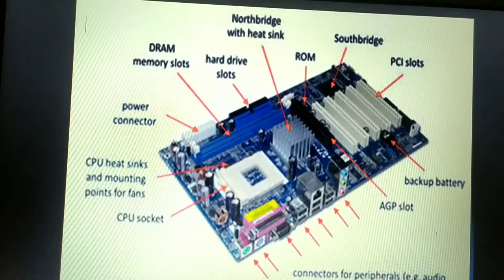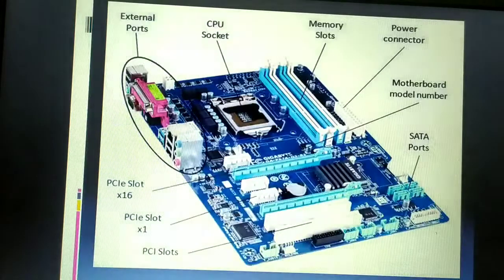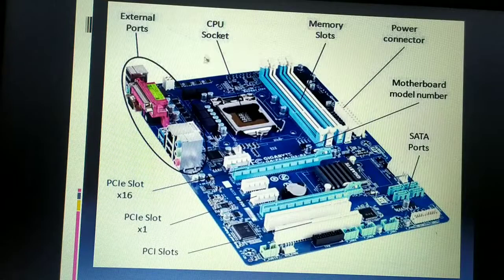Moving on to the next one, that is the components of motherboard. What are the different components that are placed or mounted on the motherboard? We will see it. You can see here clearly these are the external ports. These are the memory slots. This is the power connector, 20 or 24 pins. These are the SATA ports. You can see the motherboard model number has been placed. This is the CPU processor socket. These are the PCI sockets. These are the external ports. I hope you will be able to understand.